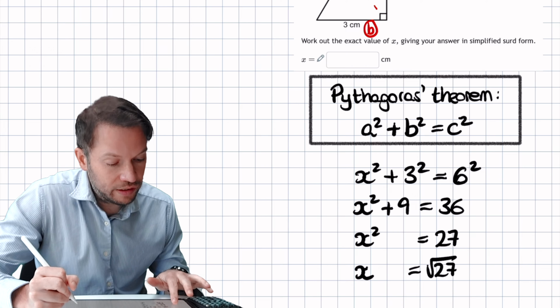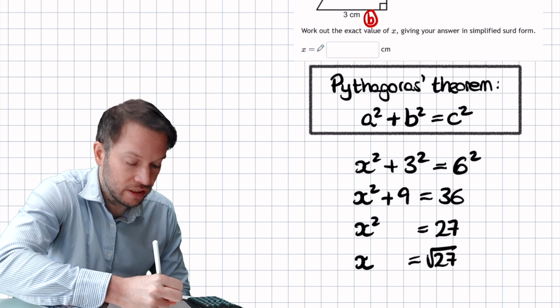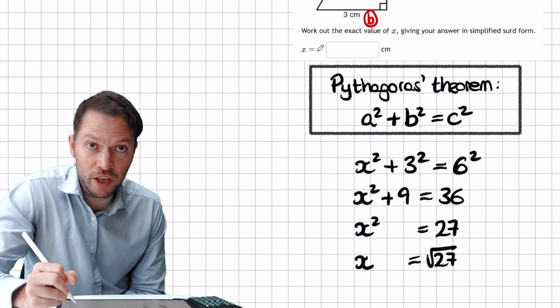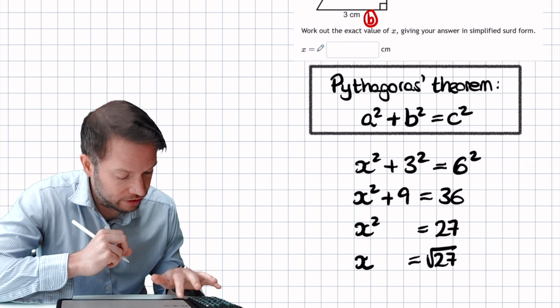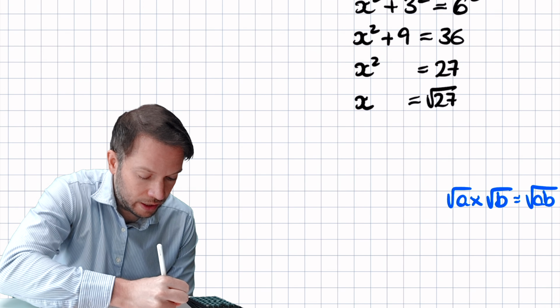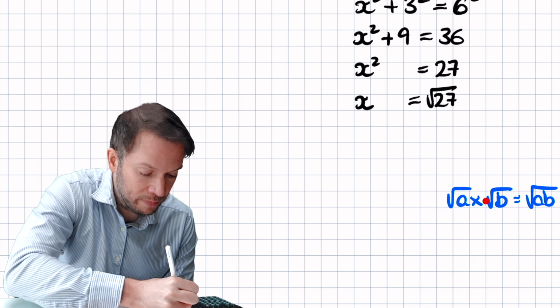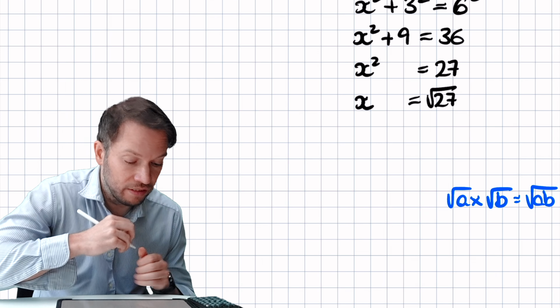Now, we want this in simplified surd form. So we want this surd here, the square root, to be as simple as possible. That means for the number under the square root to be as small as possible. Now, the way we do that is to use this law of surds here. If you have the square root of one number and you times it by the square root of another number, you times them together. But you can actually use it backwards as well.